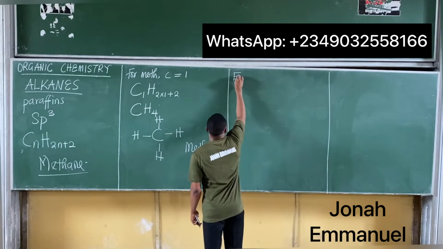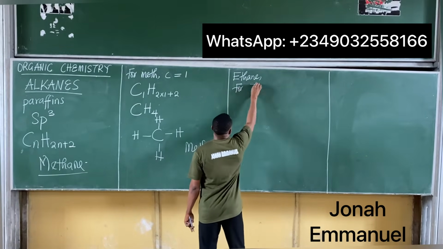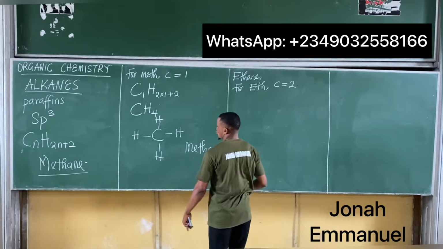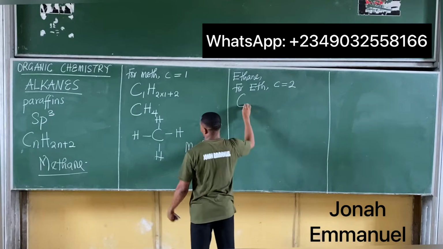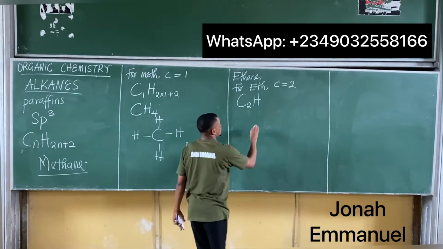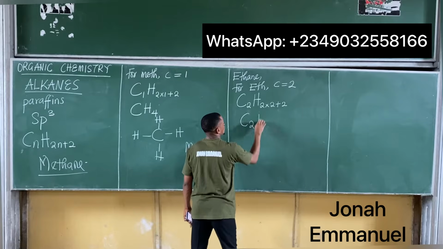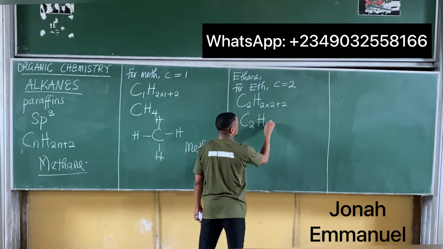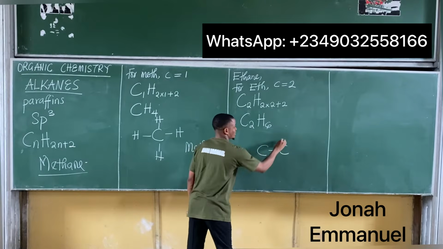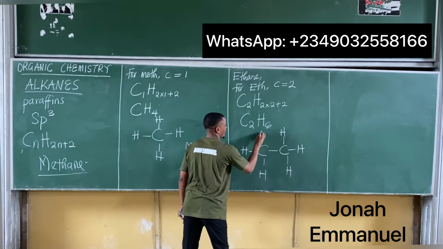The second one there is ethane. For eth, we said you have 2 carbons, so n is 2. Using this formula, I have C2, H into 2 times 2 plus 2. That gives you C2H6, since 2 times 2 is 4, plus 2 is 6. Draw this structure: 2 carbons and H6, 1, 2, 3, 4, 5, and 6.